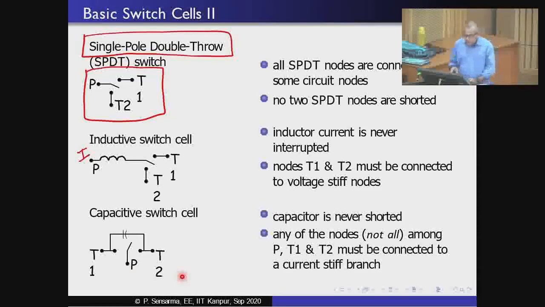Okay, so we are now armed with basically two weapons, or rather tools. The first tool is the inductive switch cell and the second tool is the capacitive switch cell. Now let us see what we can do with that.